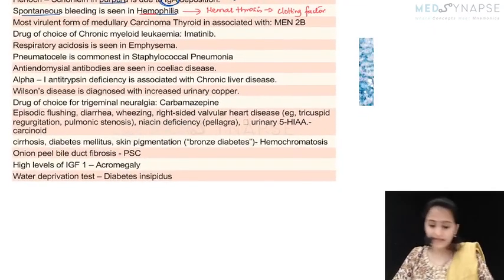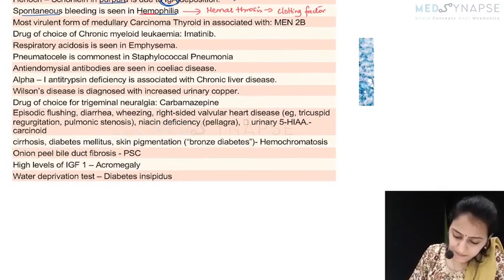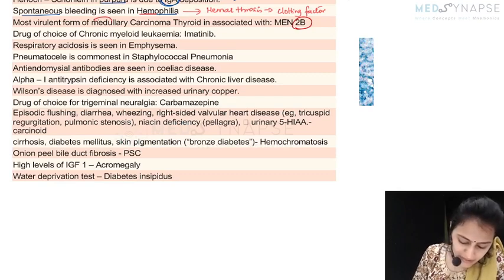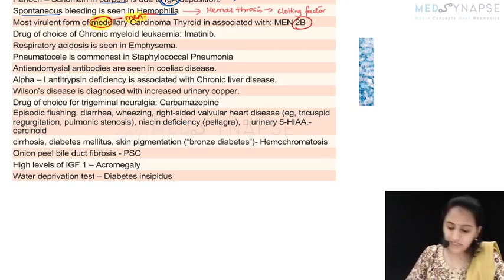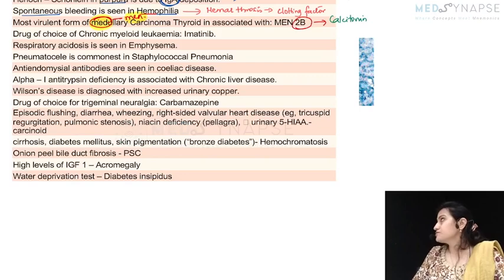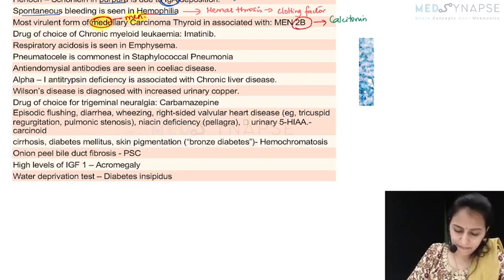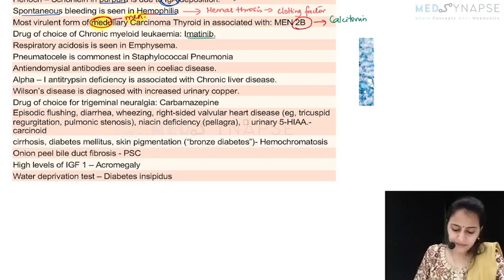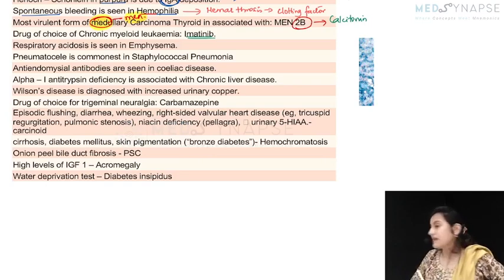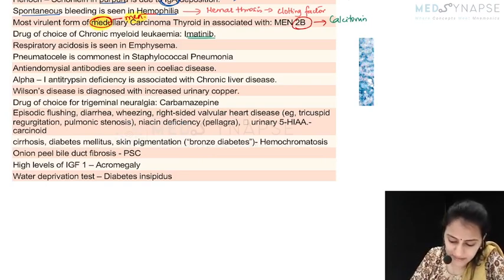Medullary thyroid cancer is seen in which MEN syndrome? MEN2. MEN2A, MEN2B both. Remember, medullary, med in men. Which thyroid cancer is seen in MEN syndrome? Medullary. What is the tumor marker for medullary? Calcitonin. The drug of choice in CML is imatinib. Tyrosine kinase inhibitor there, it is imatinib. CML is imatinib.